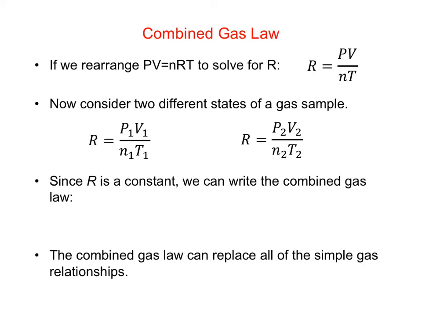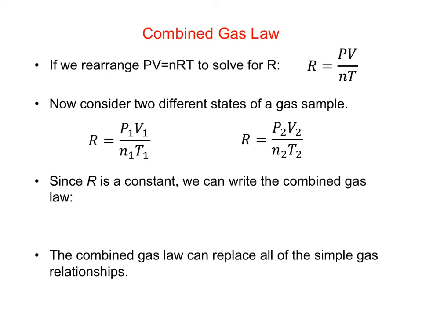On the title slide, I mentioned we're going to talk about the ideal gas law, which is PV equals nRT, and also the combined gas law. The combined gas law is really just a rearranging of the ideal gas law, and let's see where it comes from. I'm going to solve the ideal gas law for R. I'm going to divide both sides by nT, and I get R is equal to PV over nT.